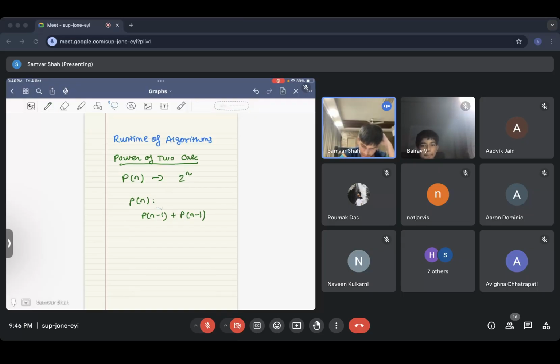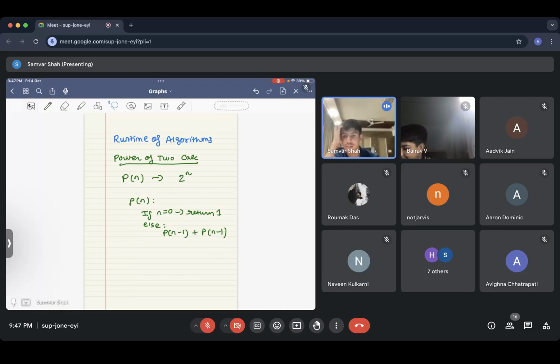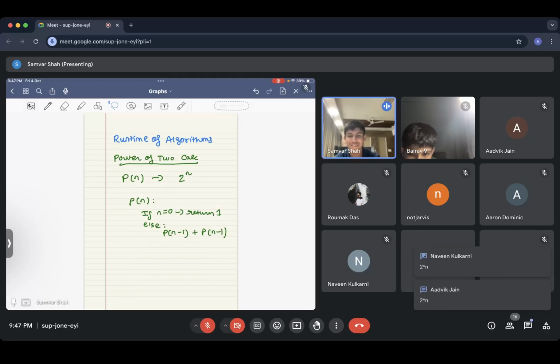And my base case is that if n is equal to 0, return 1. Let's do this. Can someone tell me what will be the runtime of this code snippet? Okay, Naveen, yeah, 2 to the n, right.